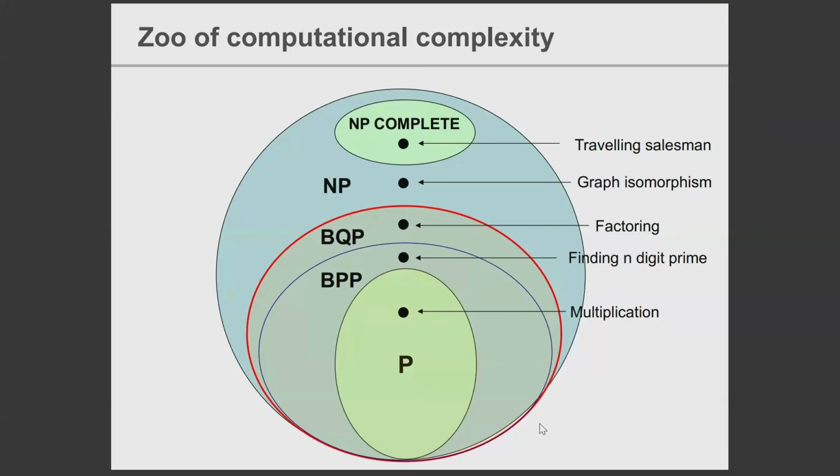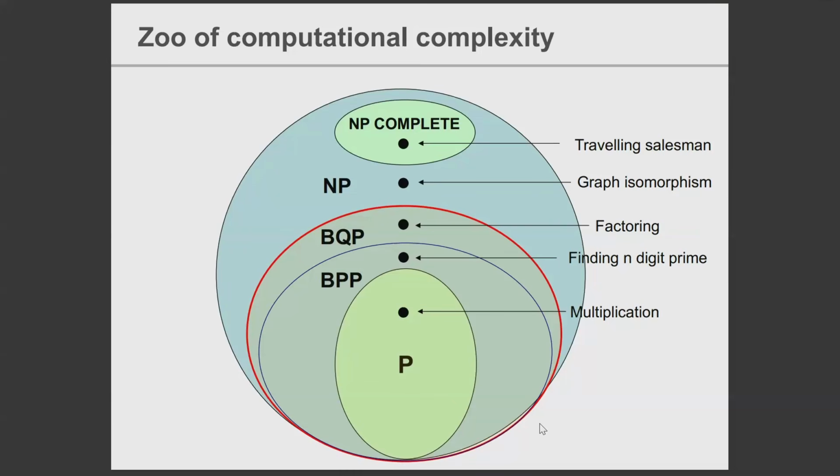Yes, please. Someone recently published a paper that BQP is not really in NP. Sorry? Someone actually published a paper that proves that BQP is not in NP. Well, in some sense, yes, because this diagram is not entirely correct. So you're right, it should stretch a little bit outside this. The inclusion is not strict here.